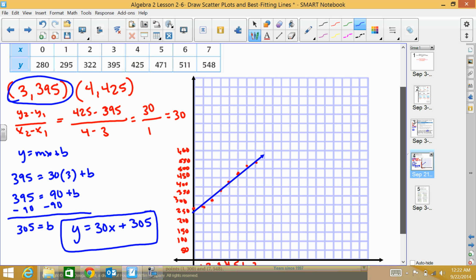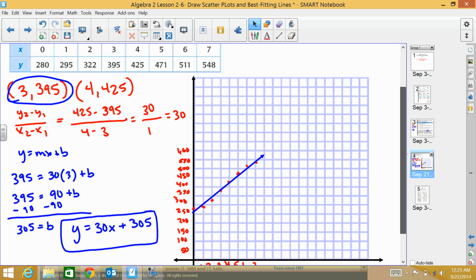Now, if I go back here, according to this, my y-intercept where I started my line should be at 305, which would be about up here. So it's not dead on. So I may have either made a mistake somewhere up here, or it could just be that I chose points that weren't exactly on my line. It could be a number of things. There is a little bit of human error in this because I'm estimating where these points are, so it doesn't come out to be exact.